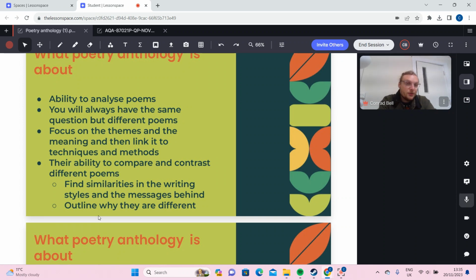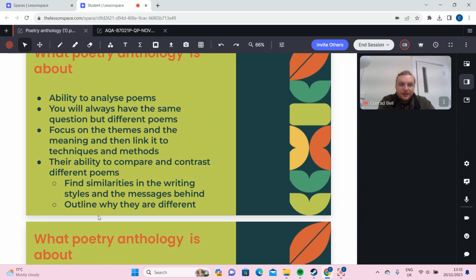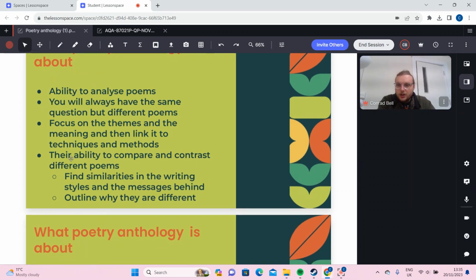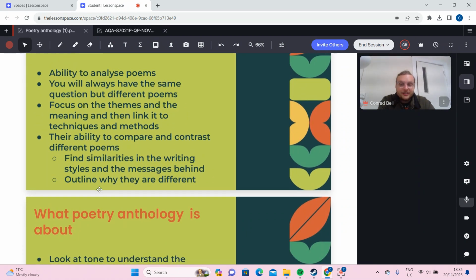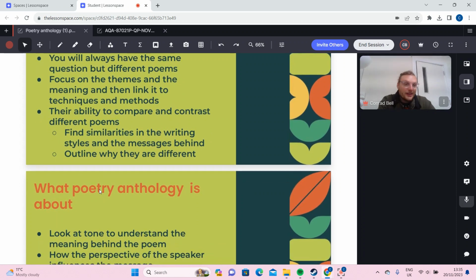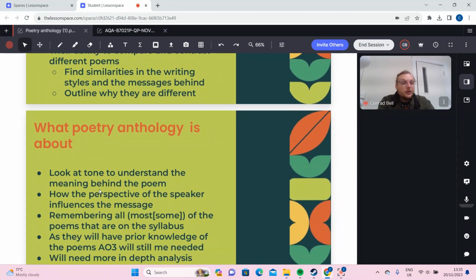So don't start your point by saying the poet has used this technique. Say the poet has portrayed this certain feeling, and he has used this technique to back it up, or to emphasize it. So your student will be tested on their ability to compare and contrast different poems. So you need to find the similarities in the writing and styles and the message behind it and outline why they are different. So even though it will be about power and conflict, how do these two poems show power and conflict in different ways?